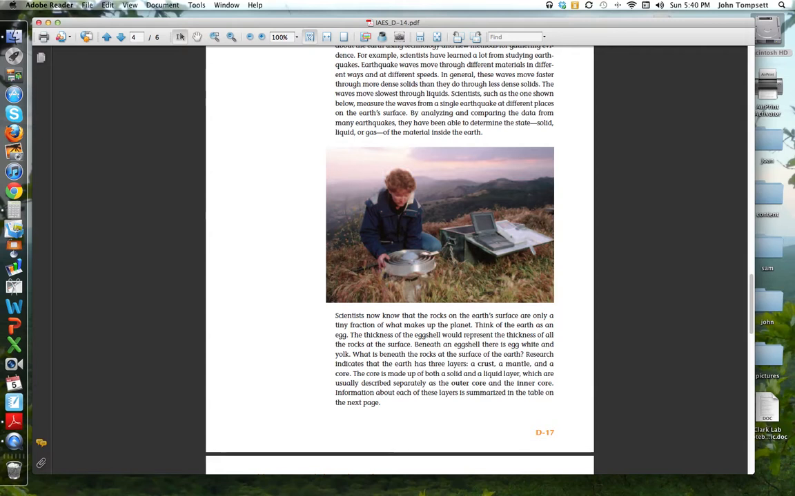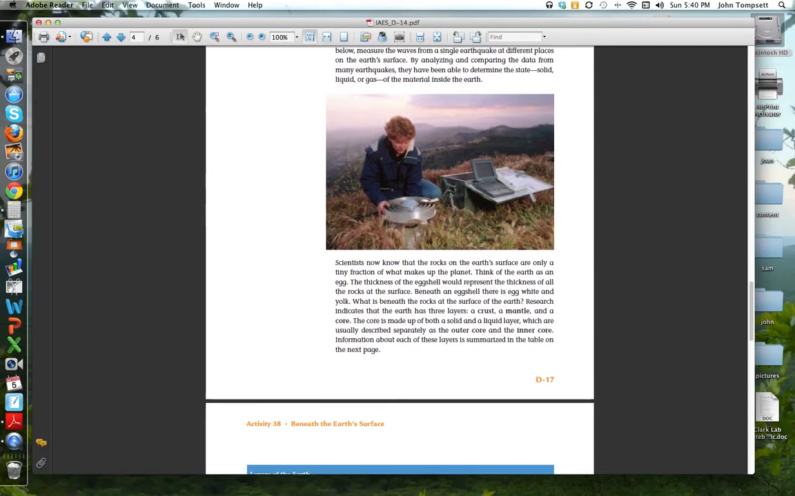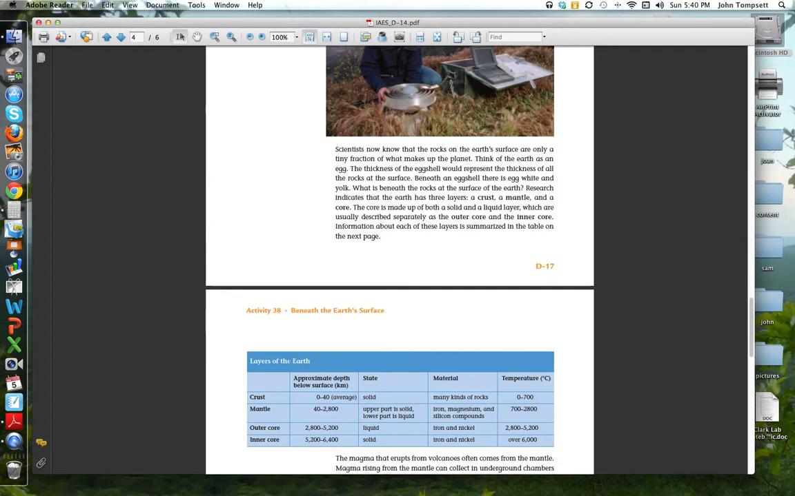Research indicates that the Earth has 3 layers: a crust, a mantle, and a core. The core is made up of both a solid and a liquid layer, which are usually described separately as the outer core and the inner core. Information about each of these layers is summarized in the table on the next page. So I'm going to D18 now.